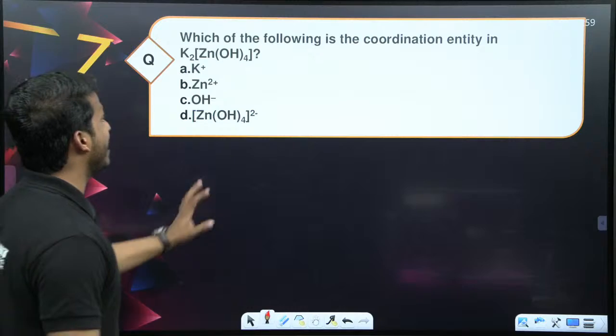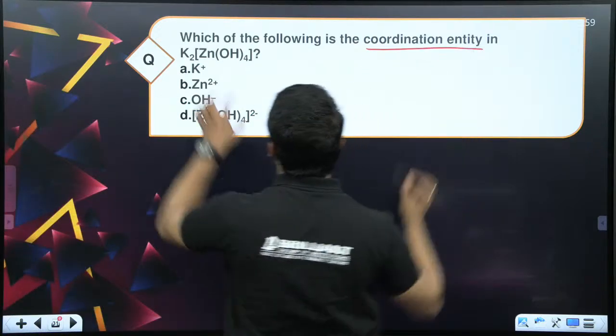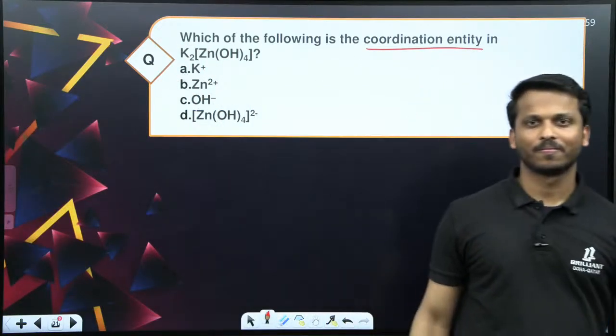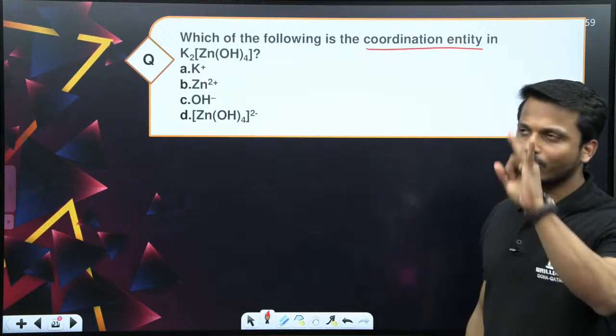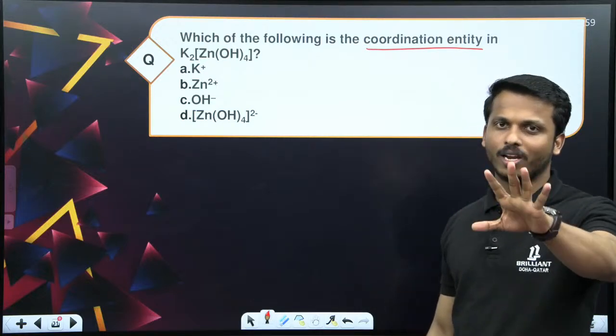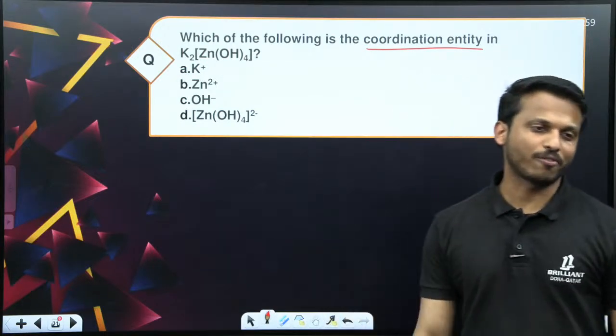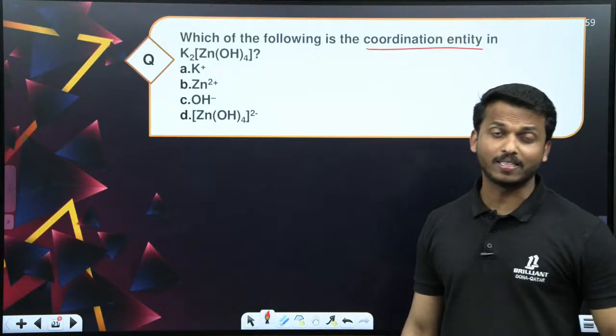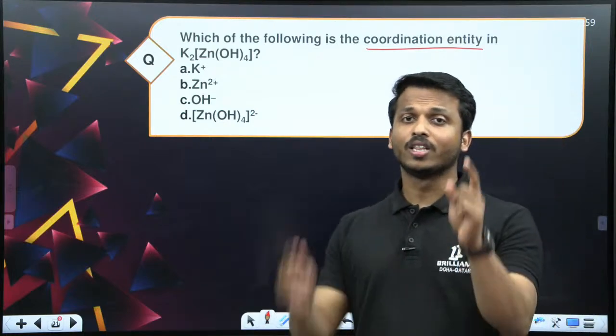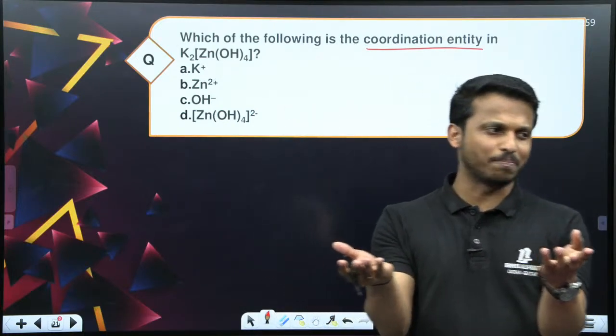Next one. Which of the following is the coordination entity in this complex? Come on, 5 seconds, finish, answer. Coordination entity means the coordination sphere. What is it? Simple question.